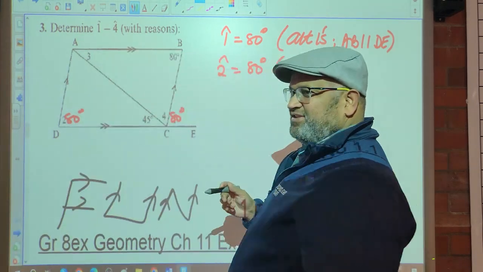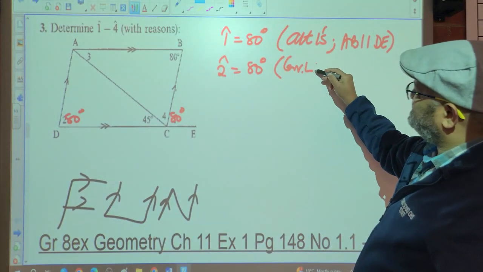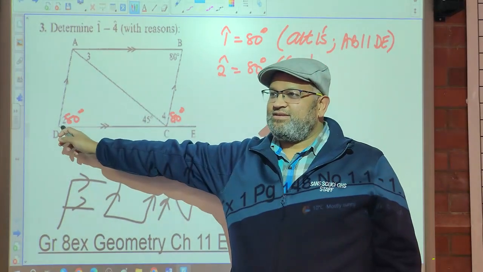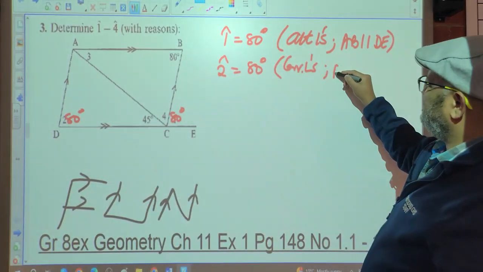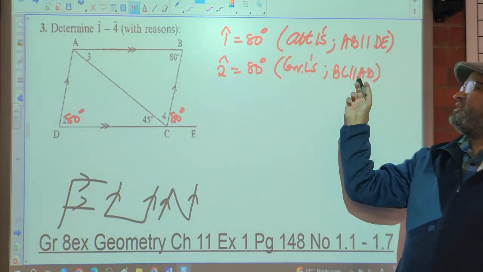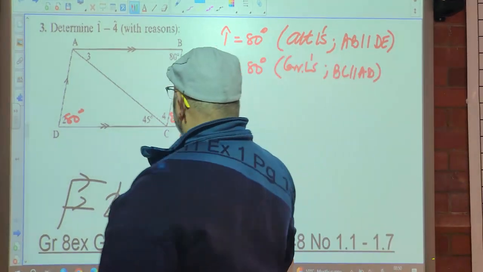Corresponding angles, now you see these lines are not parallel, no? BC is parallel to AD, or AD is parallel to BC, or DA is parallel to CB, whatever. Okay. Yes, order number 3.